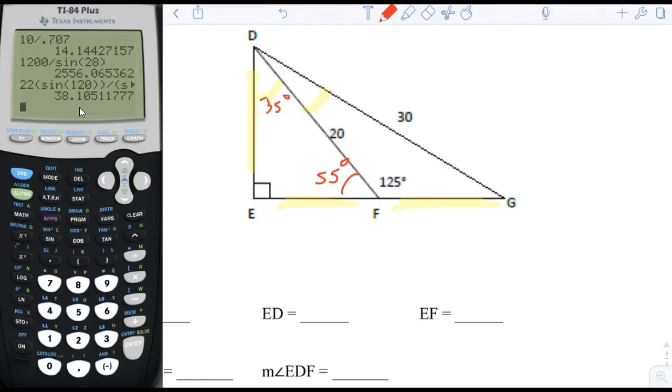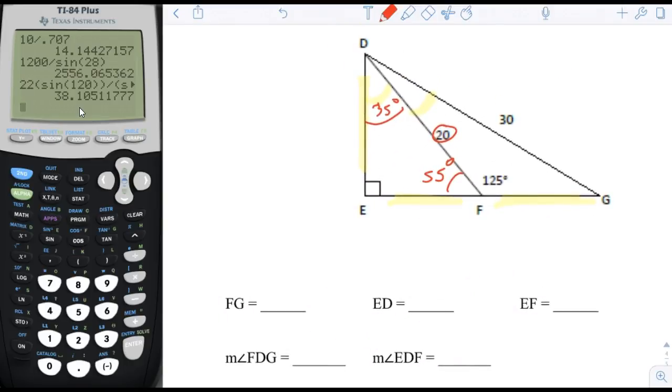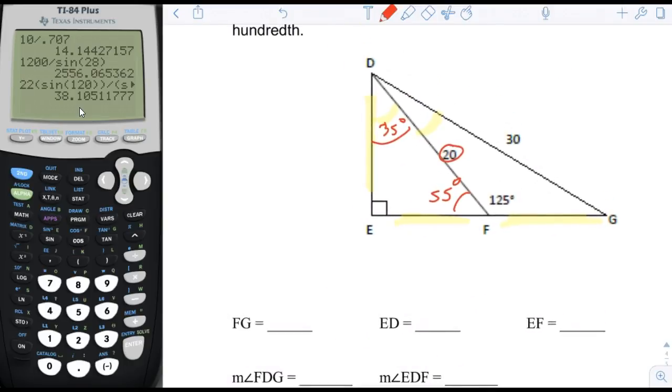Maybe we can get the sides too, because now we know that the angles here are 35 and 55, and we also know the hypotenuse is 20, so we can figure out these two unknown sides pretty easily, right? So how about if we just use regular trigonometry? We're not even going to use law of sines or anything to figure out DE and EF.